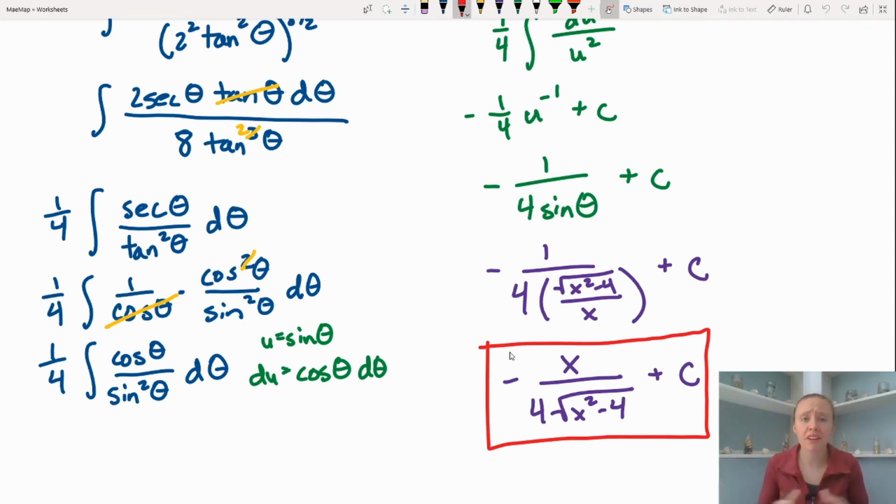But hopefully you found these problems challenging, but also a little bit fun. They're kind of like a puzzle, going back and forth between different variables to help simplify the problem. And we use that map of a triangle to help us get back when necessary.